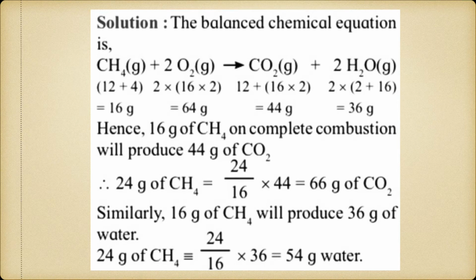Similarly, I am going to find out for water. I'll write down 16 grams of methane will produce 36 gram of water. Therefore, 24 gram of methane will produce how much? So it is 24 into 36 upon 16. So that is equal to 54 gram of water. Now, it is very simple. Like for example, if I ask you, for 10 rupees, if I get 2 chocolates, so for 20 rupees, how many chocolates will I get? So it is what? 4 chocolates.